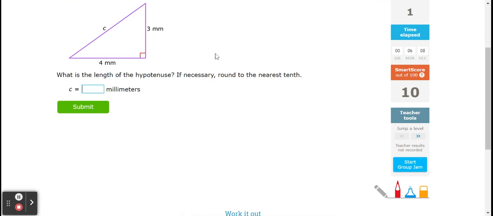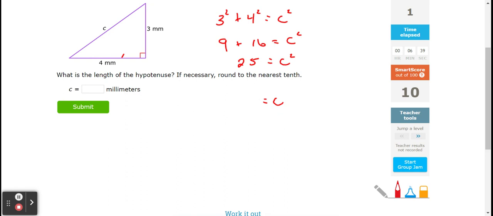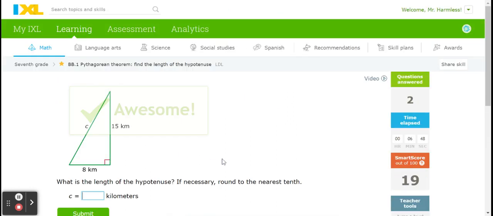Honestly, I believe that these are all going to be the same in this particular set. This is the 7th grade level. So 3 squared, 4 squared. Same thing. The a and the b are these two. So 3 squared plus 4 squared equals c squared. 3 squared is 9. 4 squared is 16. 9 plus 16 is 25. Square root of 25 is 5. And so this one would be 5. And submit.